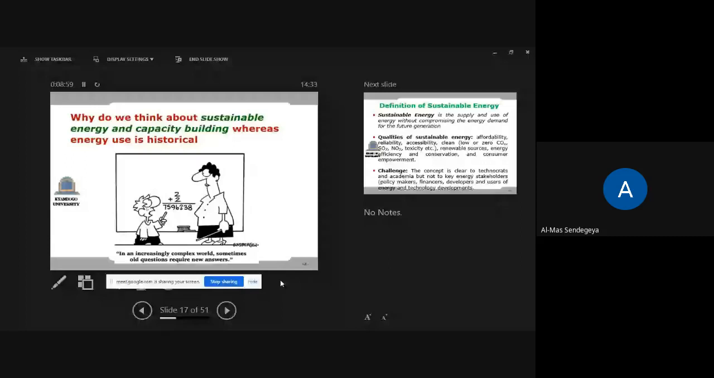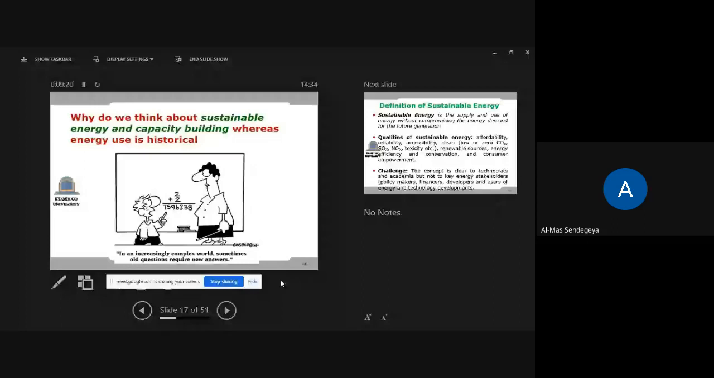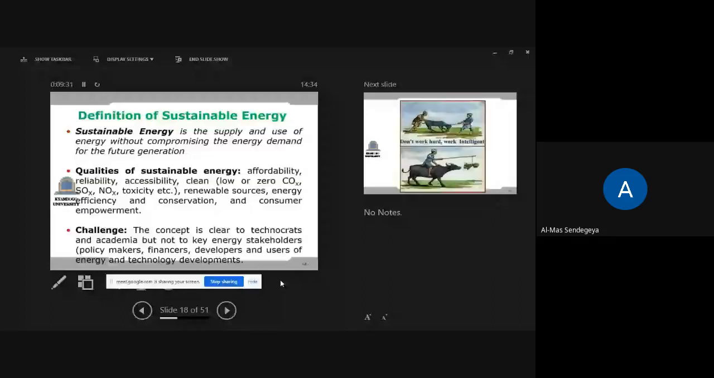Energy use is historical. Current solutions might not be used to solve current problems. Let us see the way we used to think. I remember telling students last time that we used to have phones for rotating like this. Who has ever seen those phones? The current solution, the phones, is through sliding. Current problems need different solutions. That's the definition of sustainability.